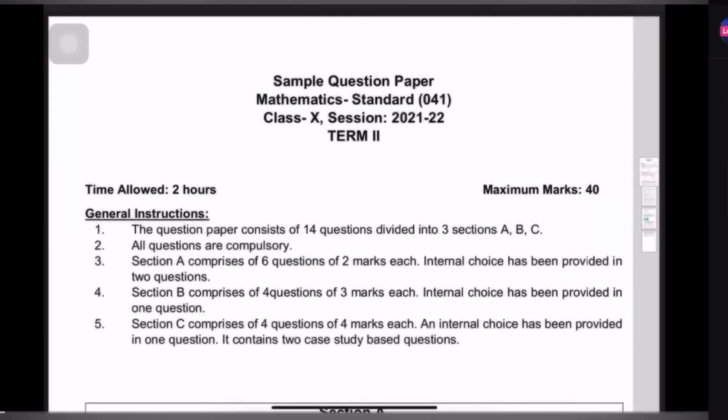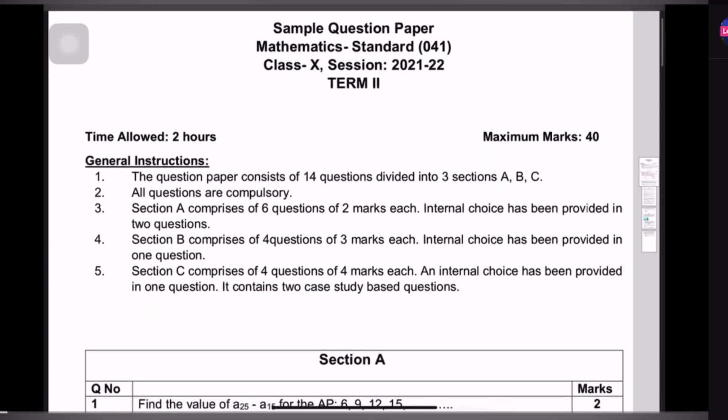Unlike the Term 1 question paper, where we had multiple choice questions, in this we don't have multiple choice questions. You have to answer the questions. Time allowed is 2 hours, maximum marks are 40. So what are the general instructions?